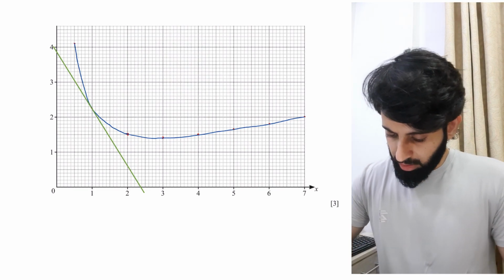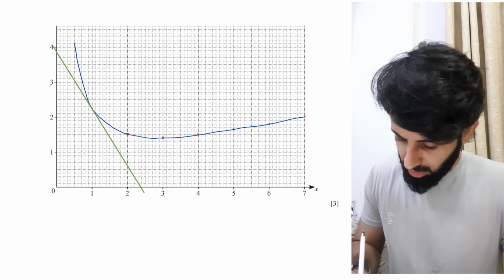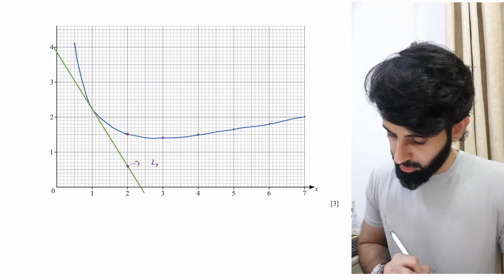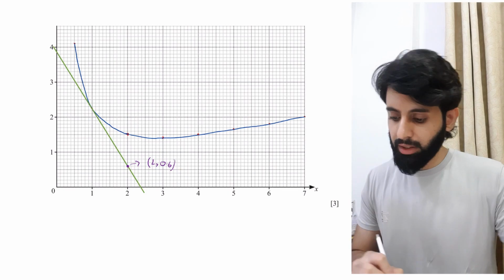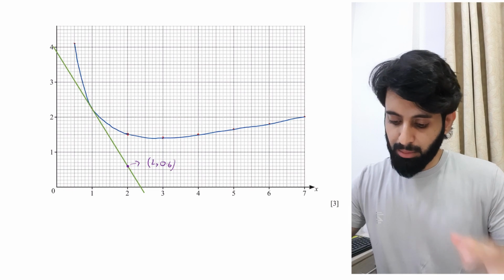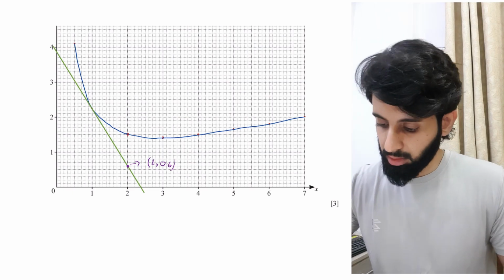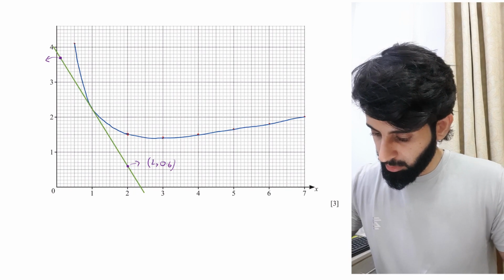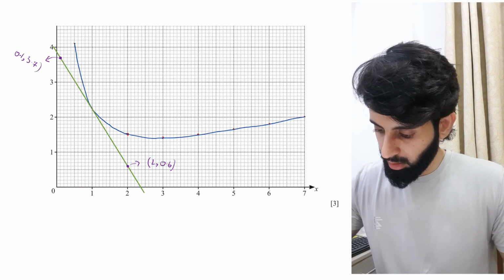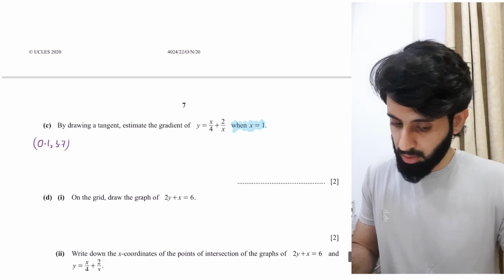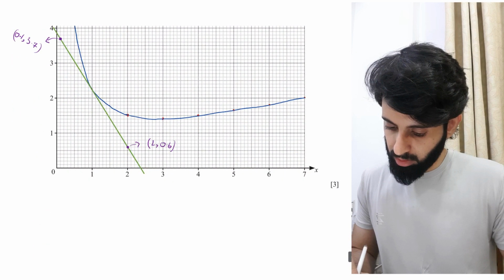All right, so I'm going to try and come up with 2 very nice points that I can read easily. So here's one, and the coordinates of this point are 2, 0.6. Whenever you're finding out the gradient of any line, first be 100% sure what the gradient is going to be, and by that I mean whether it's going to be negative, positive, or so on. Okay, and then here's another point. The coordinates of this point are going to be 0.1, 3.7. Okay, so I'm just going to rewrite them over here. 0.1, 3.7 is one point, and the other was 2, 0.6.